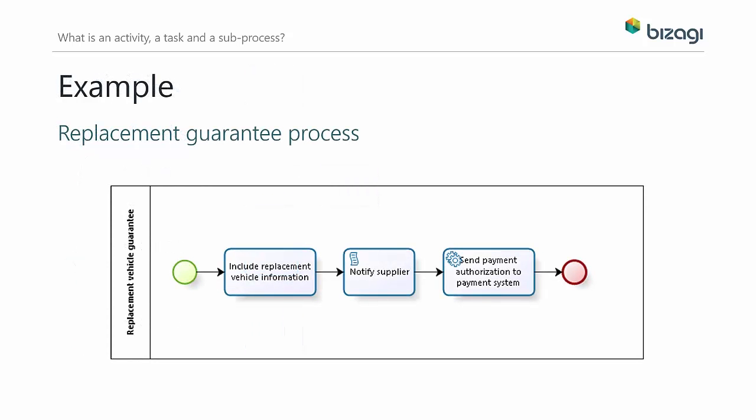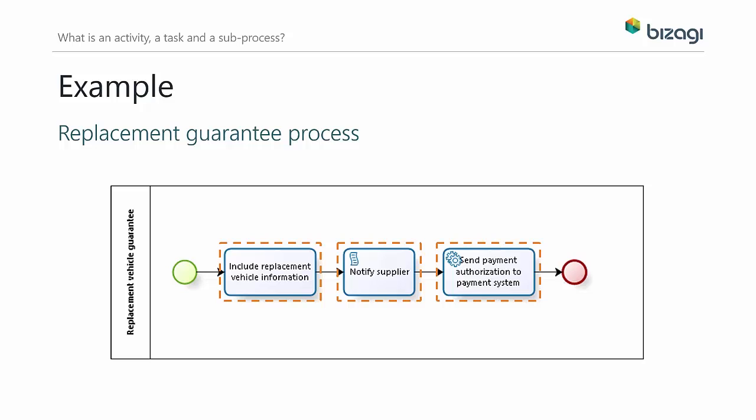In the previous example, the first activity, include replacement vehicle information, is a user task. The second, notify supplier, is a script task and represents an email that will be sent automatically. The final activity represents an integration point between Bizagi and the payment system. This task will send an authorization automatically, and therefore a service task is used to model it.